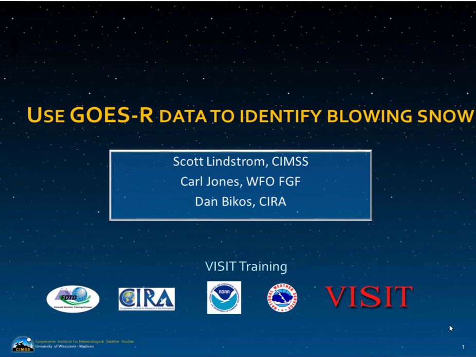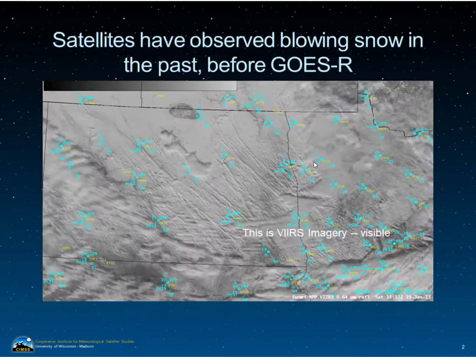This is a VISIT teletraining on how to use GOES-R data to identify blowing snow. I'm Scott Lindstrom from CIMSS. This is work that was originally done by Carl Jones, who's a meteorologist in Grand Forks. I was also helped by Dan Bikos at CIRA.